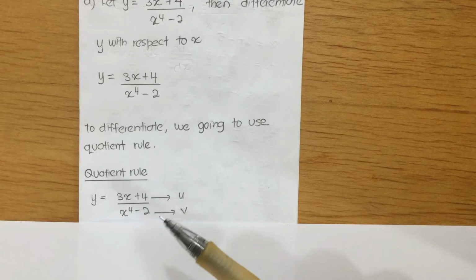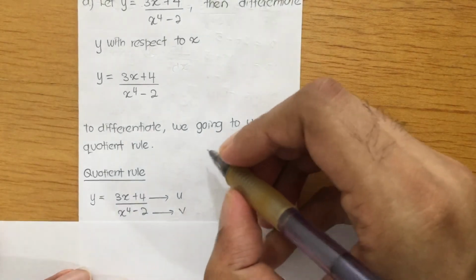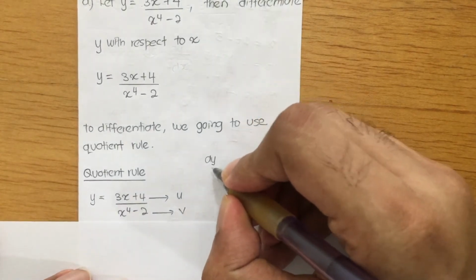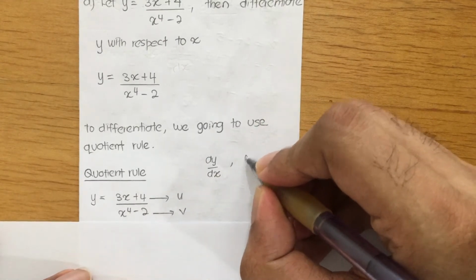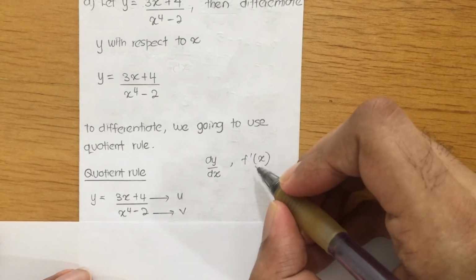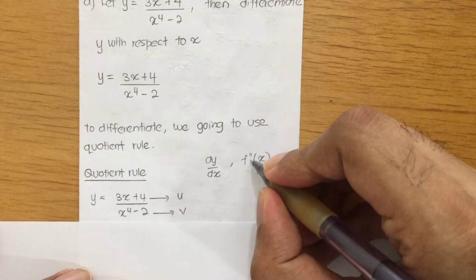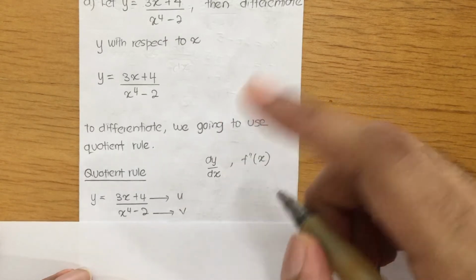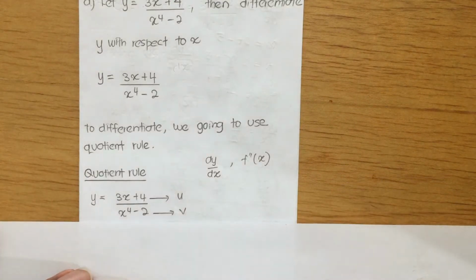Prime means it's a differentiation. You can write your differentiation as dy/dx, or you can write it with a prime as well. For example, you can even write your differentiation as f prime x. If you see a prime symbol, that means you're differentiating one time. If you see a double prime, that means you're differentiating two times. So that is the example we are going to use.